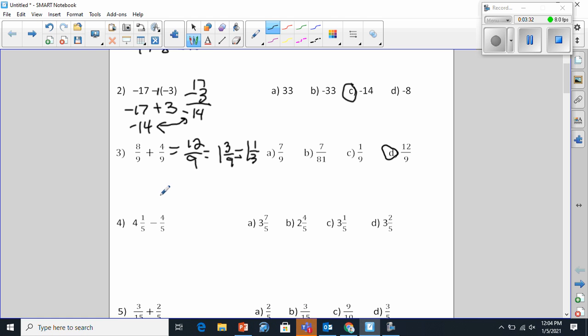Number 4, we got 4 1/5 minus 4/5. Once again, my denominator is the same, and I'm allowed to subtract, but I cannot subtract 4 from 1, so I have to borrow from here, or I could even turn this into an improper fraction. Remember, I could say 5 times 4 is 20, and 20 plus 1 is 21. So this is really 21/5.